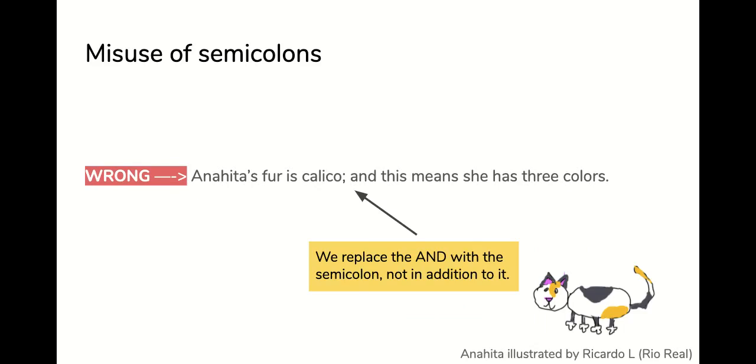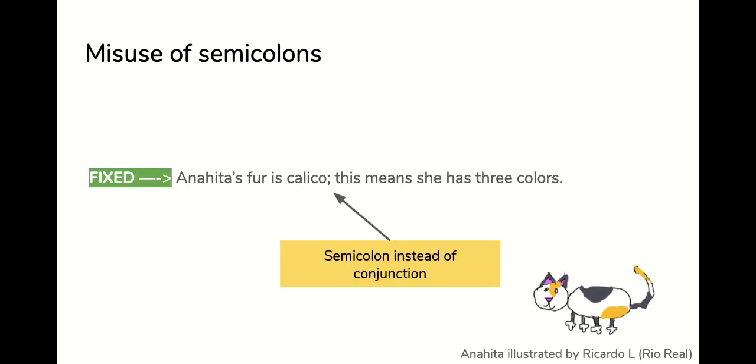So here we have an example. Anahita's fur is calico, and this means she has three colors. So here we basically have two things that are sort of competing. We have a semicolon and we have the word and, a conjunction. So we never want to use them together when we're joining two sentences. Basically, you just want to take the and out and leave just the semicolon, like that.